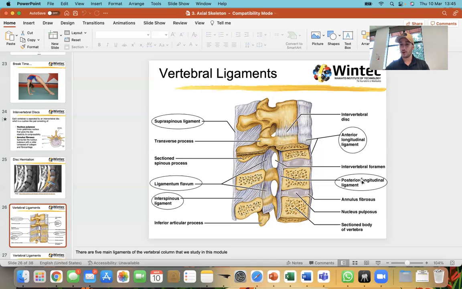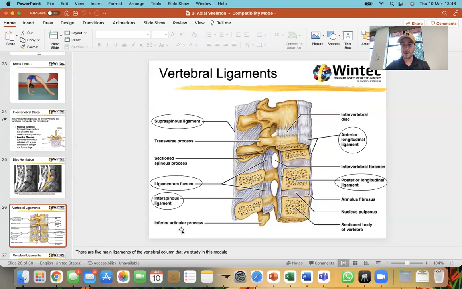And then here we have the posterior longitudinal ligament, which means it's on the backside of that region. And again, longitudinal ligament running lengthways of the vertebrae, and ligament being bone to bone. Our intraspinous ligament, so we have our spinal process. So we have our supraspinous ligament, which sits on top, and then we'll have our intraspinous ligament, which will sit in between the two spines.